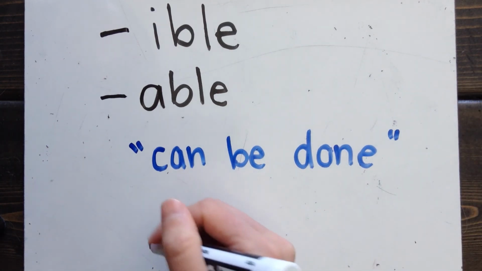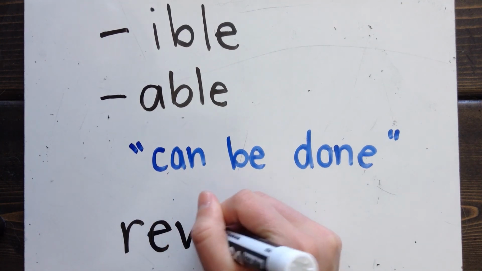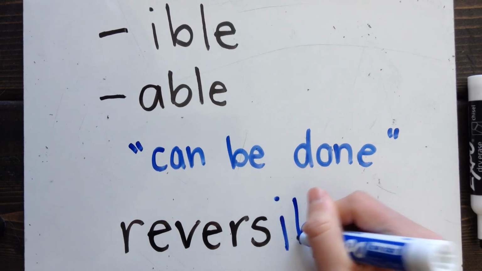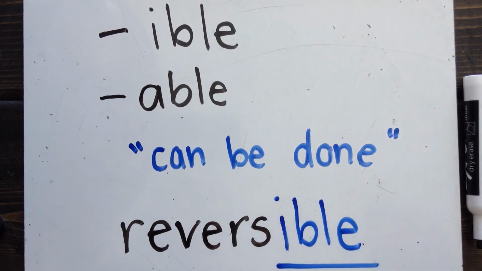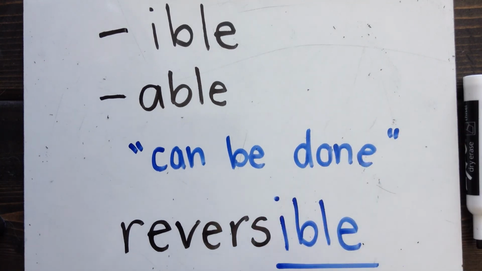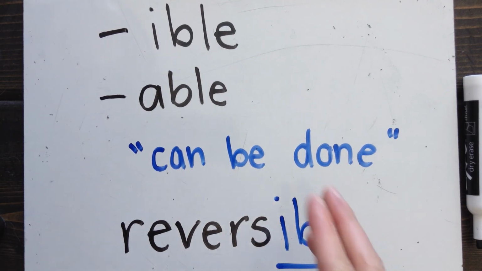Let's look at an example. This is the word reversible. Able and ible have the same meaning, although you can't use them interchangeably. You have to be attentive to which words end in able and which words end in ible, spelling-wise. In this case, reverse, as we know, means to go back, and by having ible it means it can be done. So reversible means you can reverse.